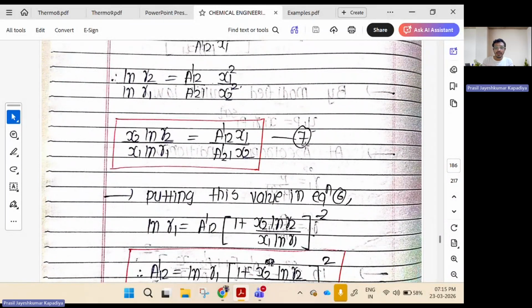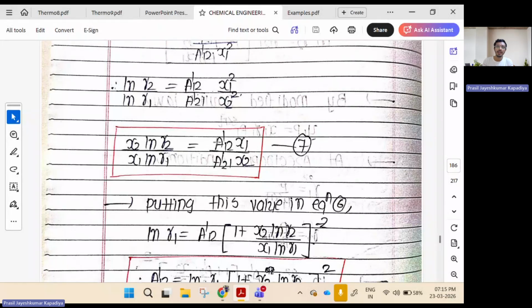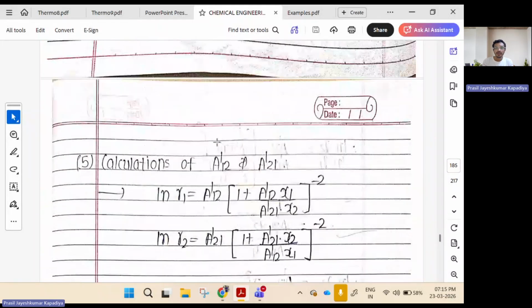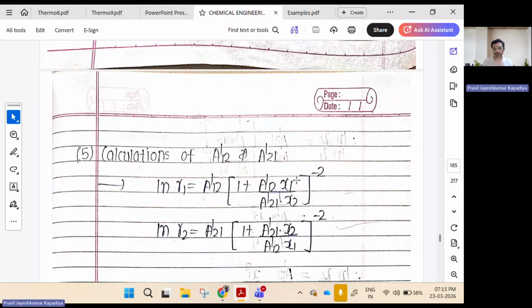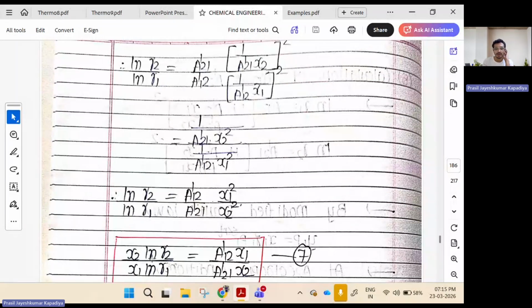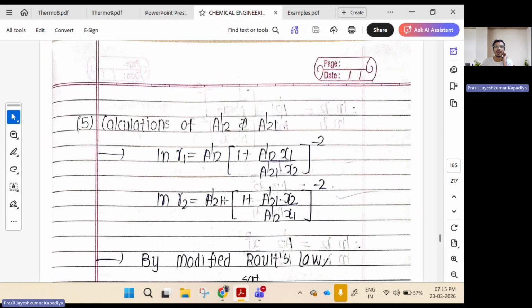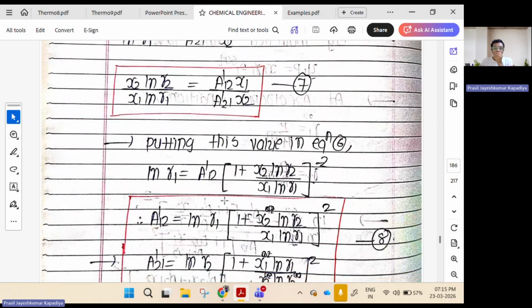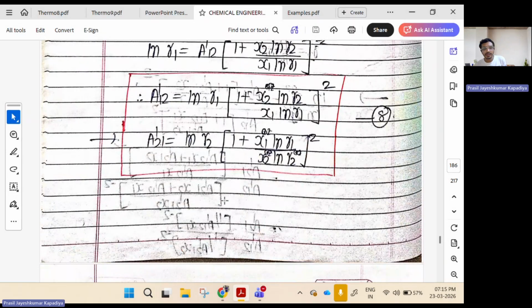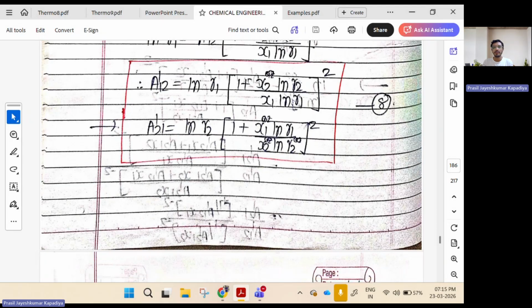So if I put this equation 7, a12 prime x1 divided by a21 prime x2, this term, if I replace, I get ln gamma 1 with this term, x2 ln gamma 2 by x1 ln gamma 1. If I replace it, I get a12 prime is equal to ln gamma 1, 1 plus this term square, and a21 prime, when I'm replacing this term in the second equation, I get this term, ln gamma 2, 1 plus x1 azeotropic by x2 azeotropic and ln square.